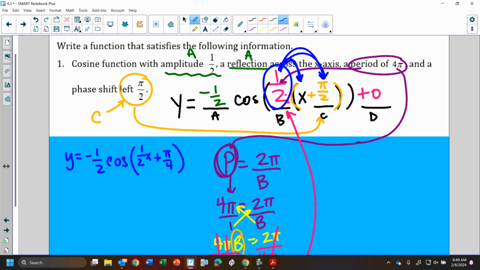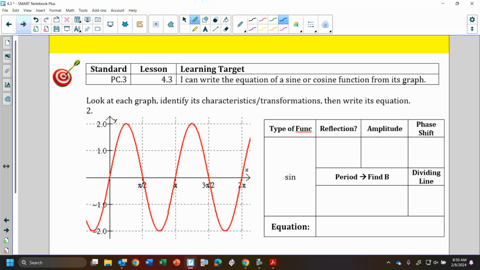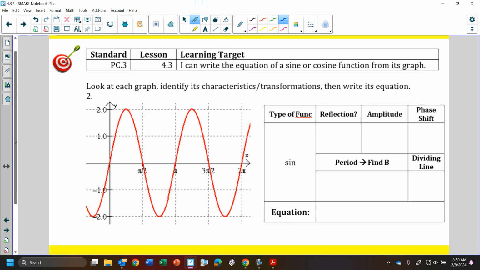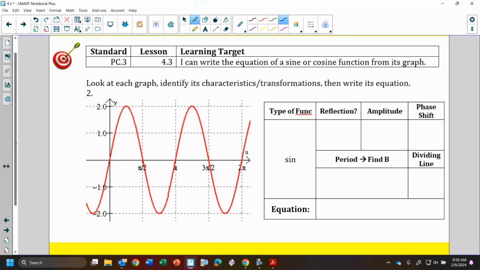All right. So here we wrote the equation of the cosine function by looking at the words, by looking at a description of it. What we're going to do next, a little bit more challenging, is look at a graph. And we're going to have to analyze that graph and break it down and figure out what is the phase shift? What is the period? Does that make sense? We have to look at it ourselves.